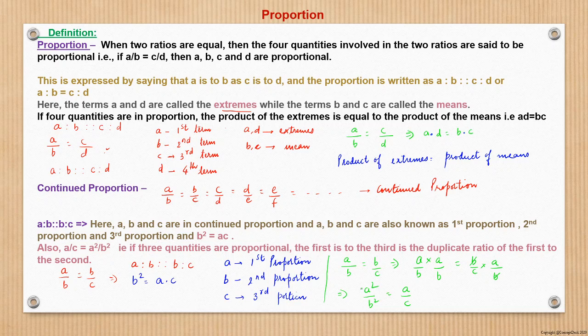That is, the ratio of the first to the third proportion is the same as the ratio of the square of the first to the square of the second. Or in other words, the ratio of first to third proportion is the duplicate ratio of first to second proportion. What is duplicate ratio? This we have seen in our earlier discussion. Duplicate ratio of A by B is A square upon B square, right? So this also we proved here.